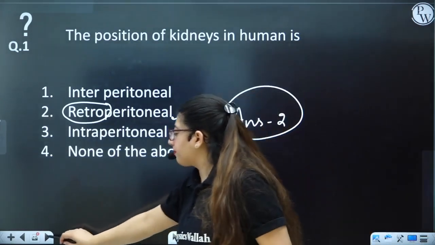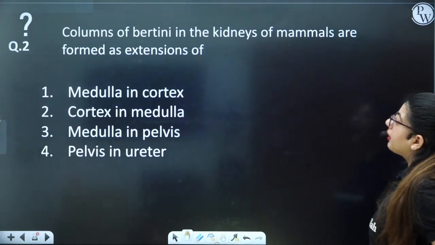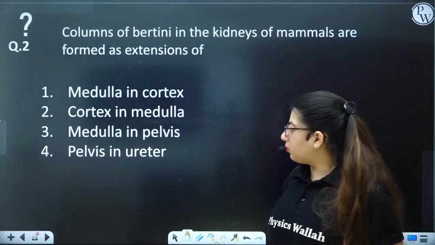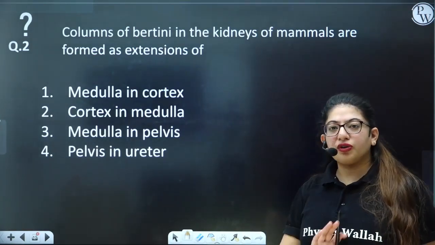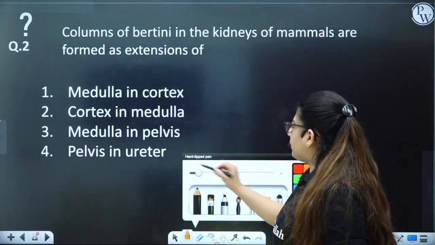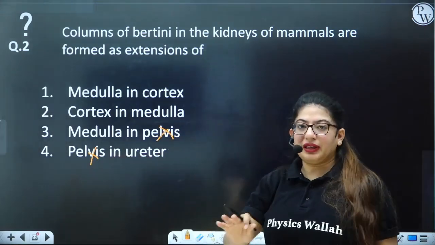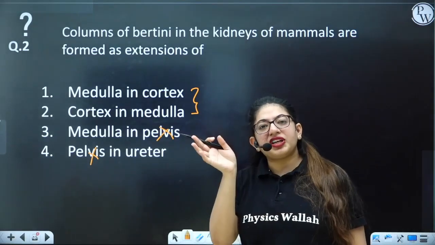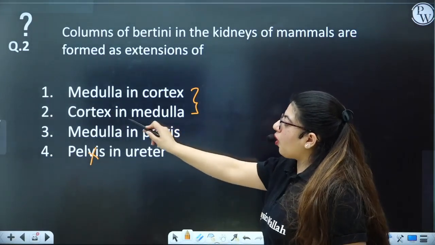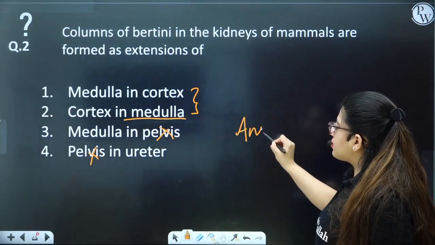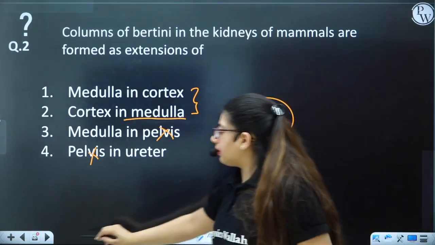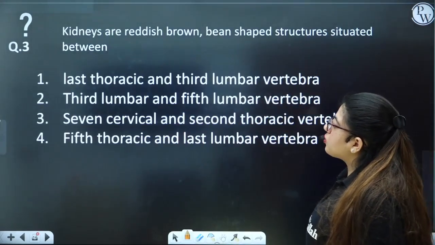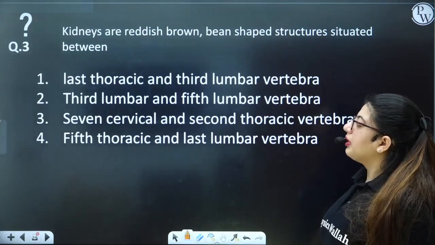Okay, next. Columns of Bertini in the kidney of mammals are formed as extension of medulla in cortex, cortex in medulla, medulla in pelvis, pelvis in ureter. So now you know it has nothing to do with the pelvis. So these two are already eliminated. Now let's talk about these. These are the pillars of cortex which are entering which area? Entering in the medulla. So it's cortex in the medulla. So, 2.